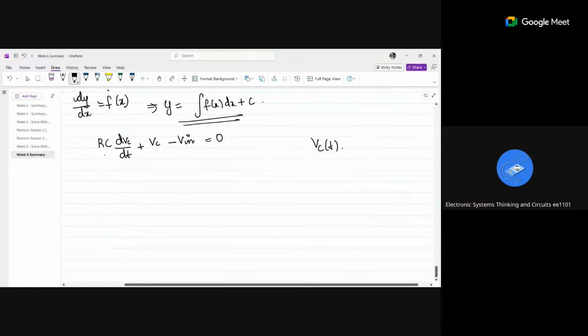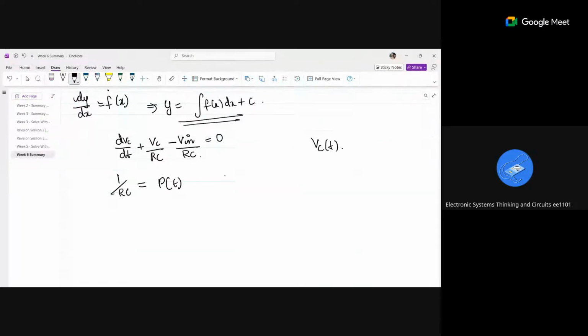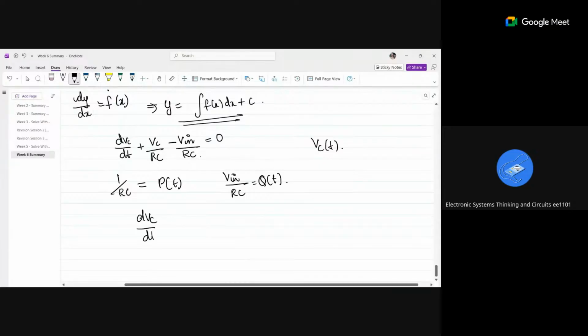Now, I will divide everything with Rc. This is my second step. So dVc by dt plus Vc by Rc equals Vin by Rc. Now 1 by Rc, I will take as P of t, and Vin by Rc, I will take as Q of t. I am just substituting. So dVc by dt plus P of t Vc of t is equal to Q of t. Right? Does anyone have any doubt in this equation?